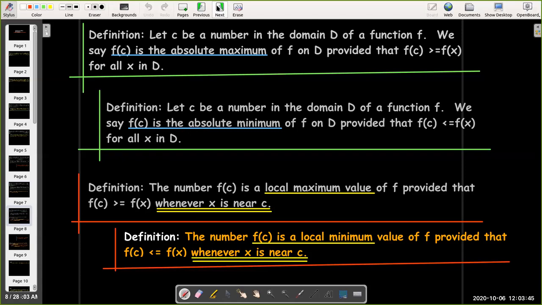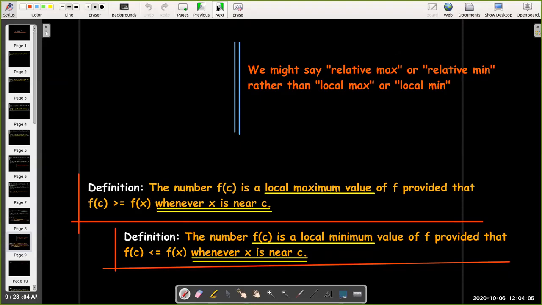And if you have a local max, you may also have a local min. That would mean that the function value, the y-coordinate, is smaller than all of the y-coordinates around it, but might not be the absolute smallest. So instead of saying local min or local max, we may use the phrase relative max or relative min.